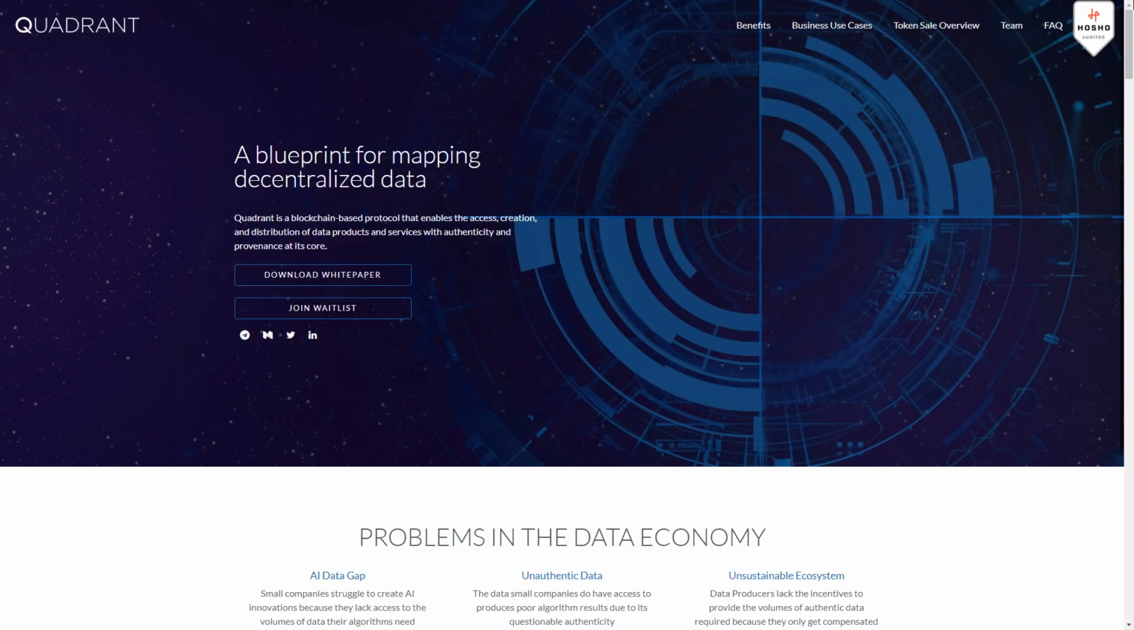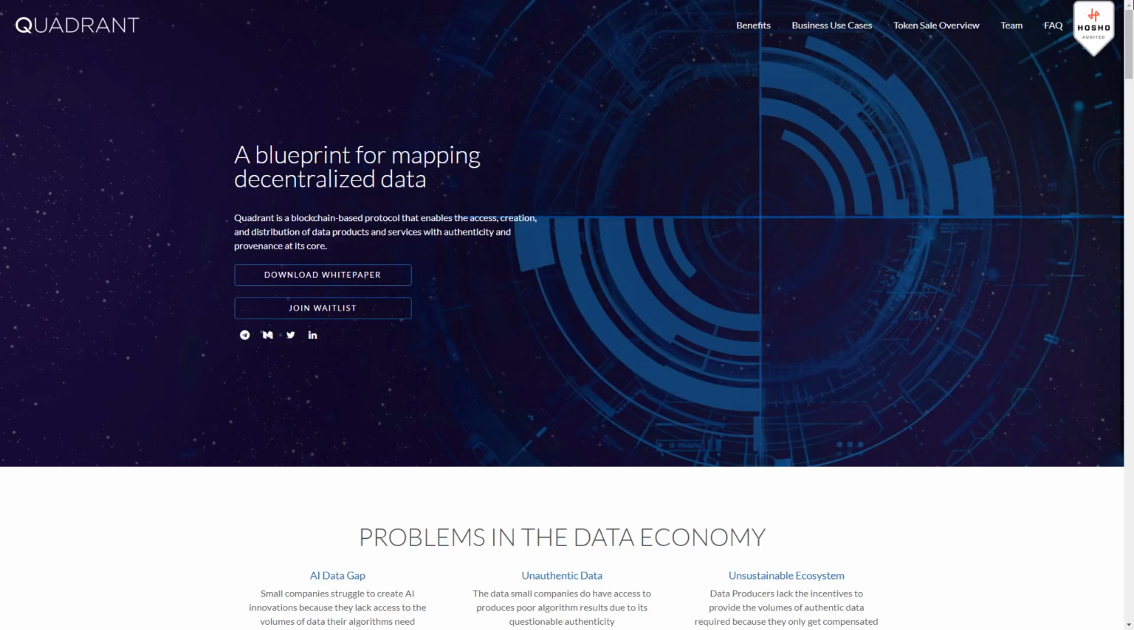Today we are reviewing a Quadrant Protocol project. It's a blockchain-based protocol that enables the access, creation and distribution of data products and services with authenticity and provenance at its core. Data economy is similar to space, unmapped and chaotic. Quadrant servers are the blueprints that provide an organized system for the utilization of decentralized data.